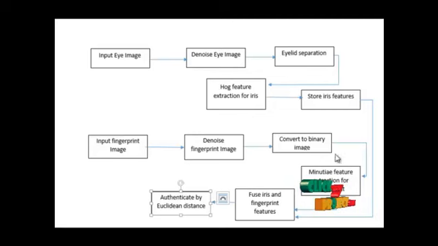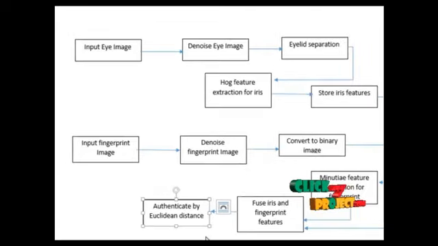We already stored the iris feature as a mat file, and now we store the minutiae feature as a mat file. We have two mat files, then we combine the iris and fingerprint values into one mat file. This is called fusion. Fusion combines the iris and fingerprint features. This process is done one time and saved in the mat file format.